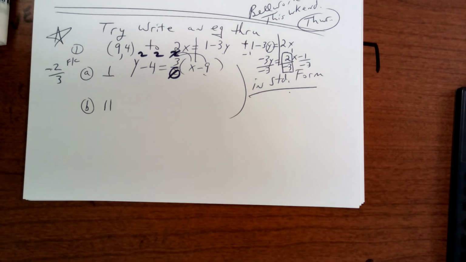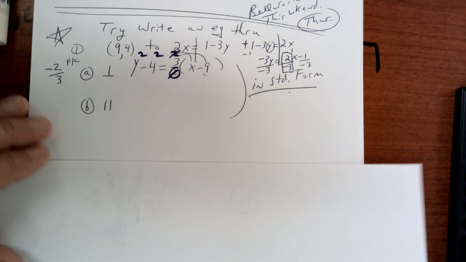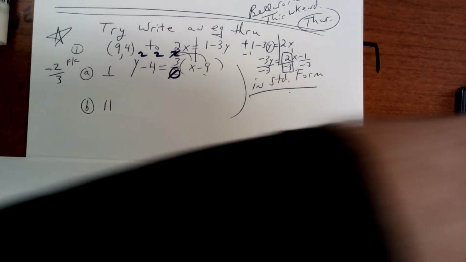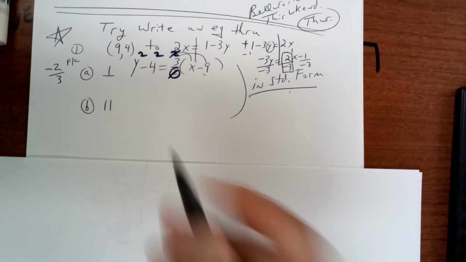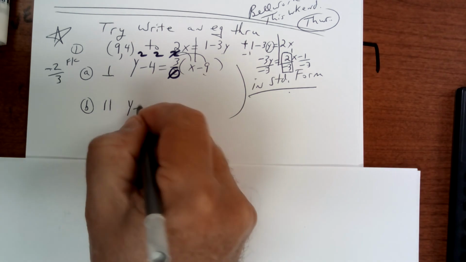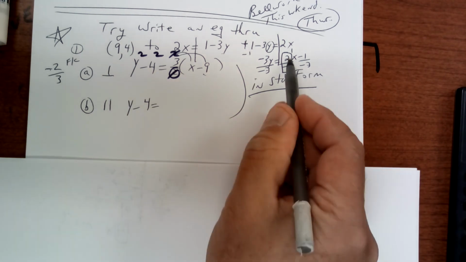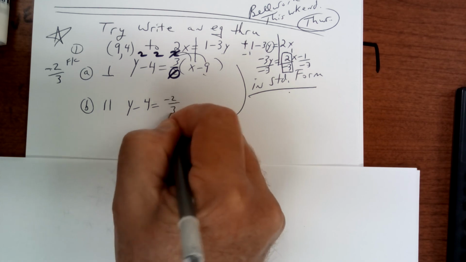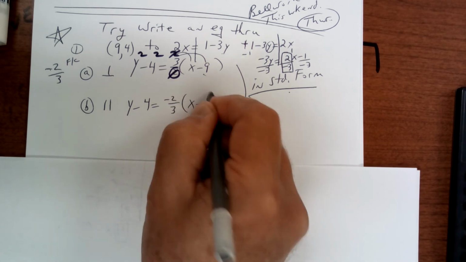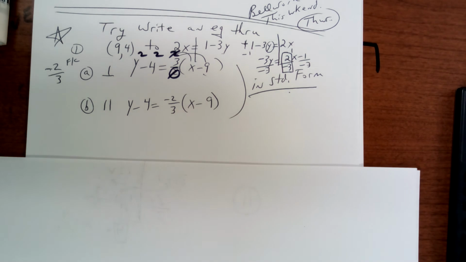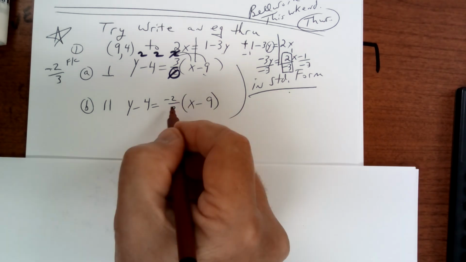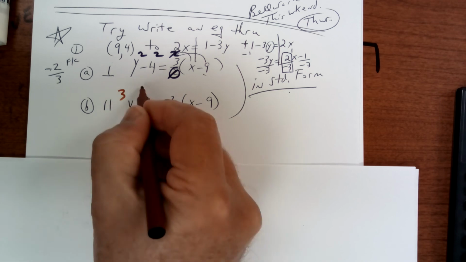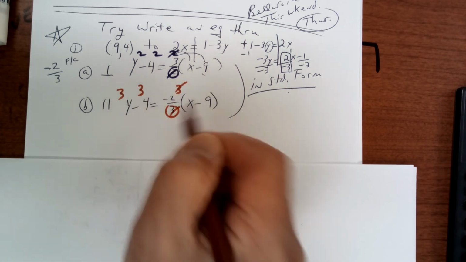One more. To do parallel, and by the way, this is geometry, okay? So to do parallel, what you want to do is use the same slope. So it's going to be the same thing. Y minus 4 is equal to, but the same slope is negative 2 over 3. And then x minus 9. And what you want to do, again, is get rid of that denominator, which in this case is a 3. So you're going to multiply by 3, and then the 3's cancel. And then you're going to distribute.